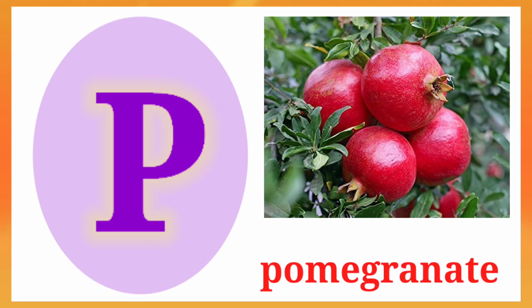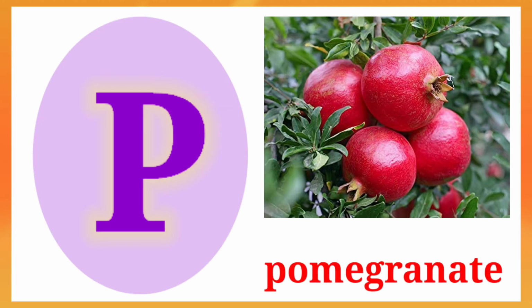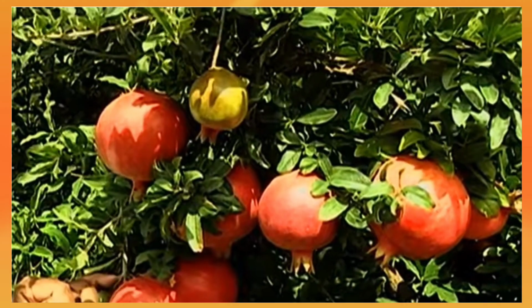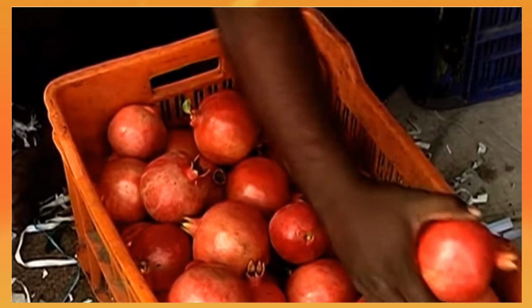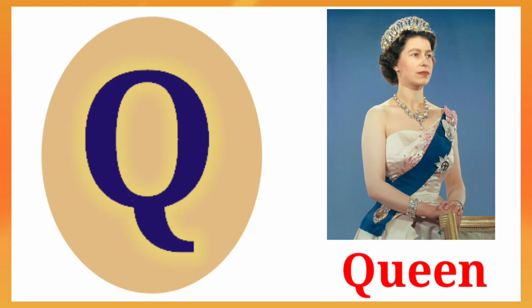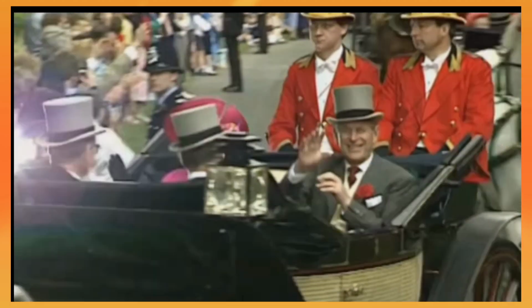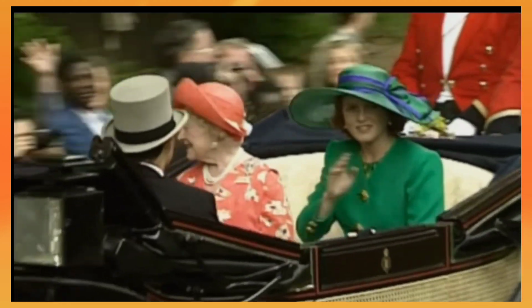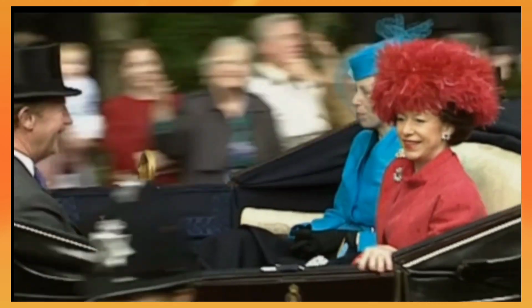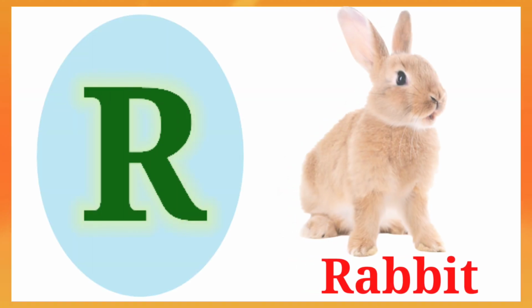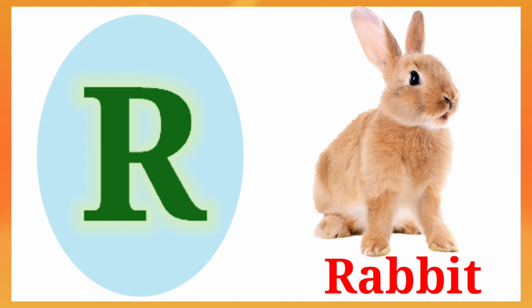Letter P for pomegranate. Letter Q for queen. Letter R for rabbit.